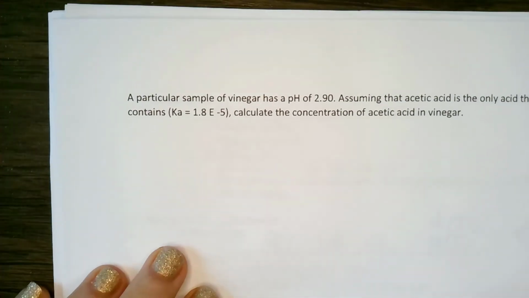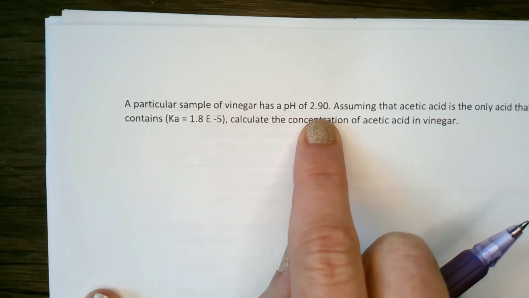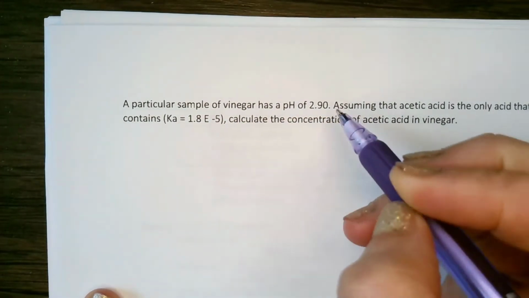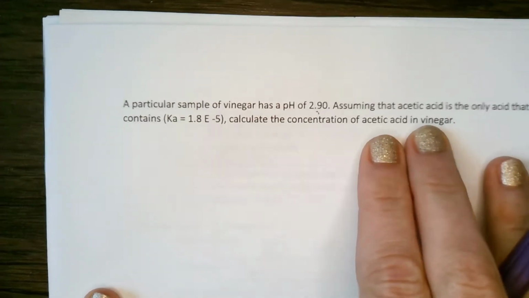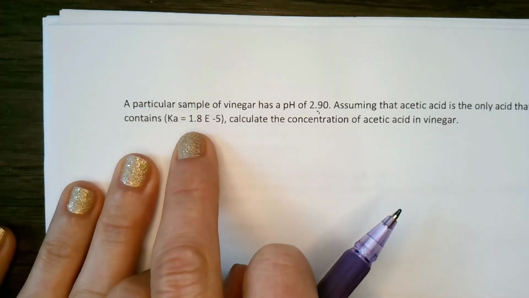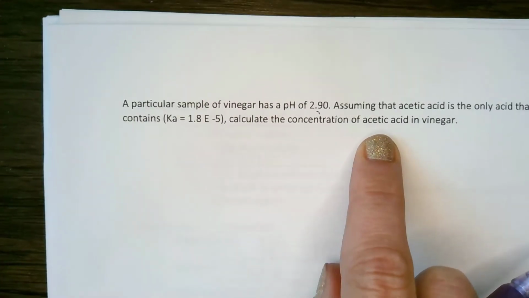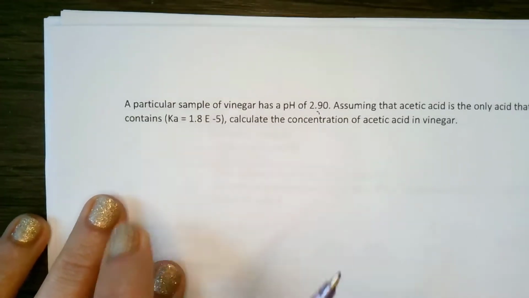Okay, let's look at our next problem. We have a particular sample of vinegar that has a pH of 2.90. Notice that our pH, the common accepted value, that we go to 2 decimal places. Assuming that acetic acid is the only acid that vinegar contains, and we're given the Ka, calculate the concentration of acetic acid in vinegar. Okay, so let's write out what we know.